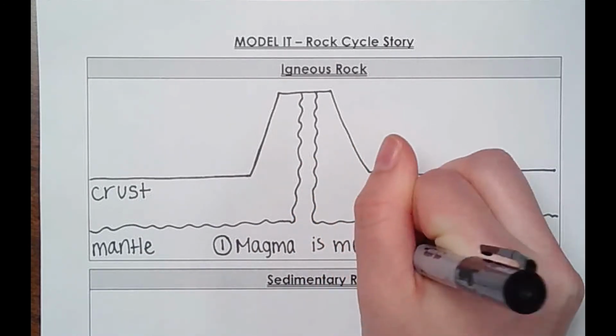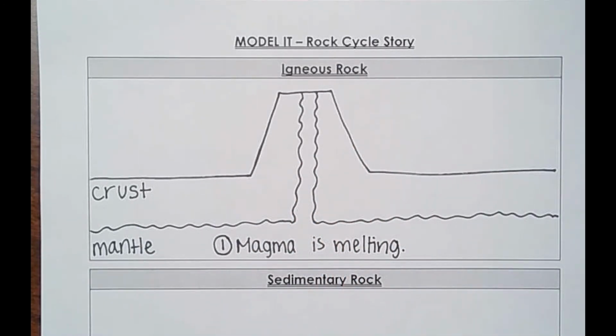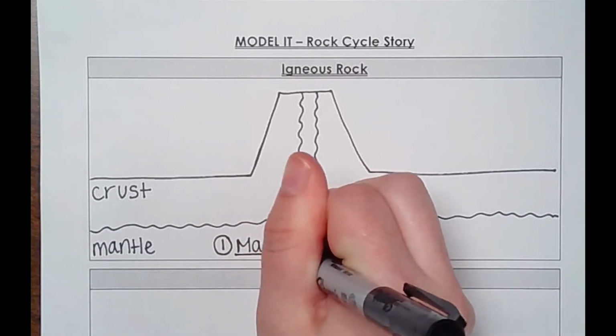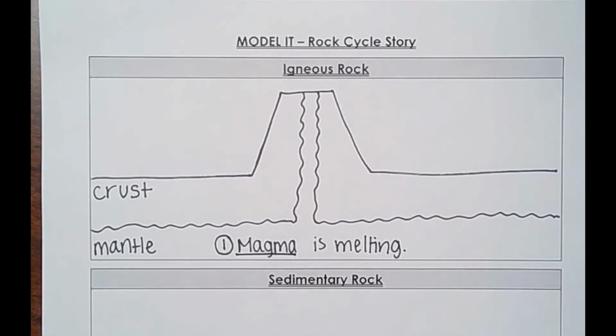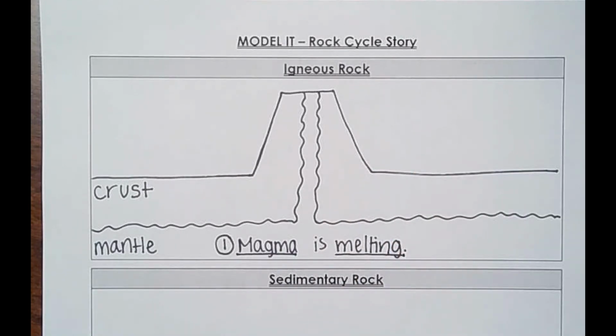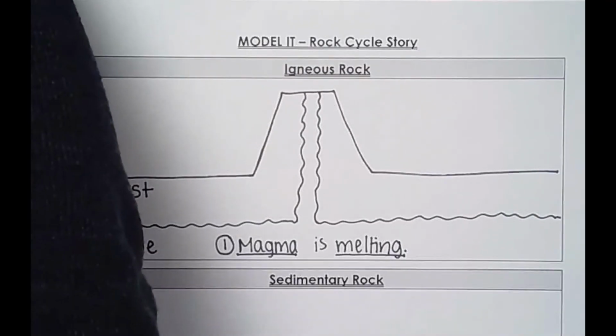So this is where your story is going to begin. Deep down in the earth, in the mantle where the magma is melting. And those are actually two of my vocabulary words. Magma is one of my vocabulary words, and melting is one of my vocabulary words. So I'm going to underline those because those are important.